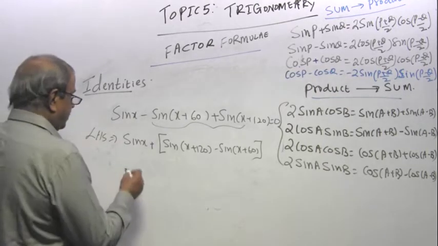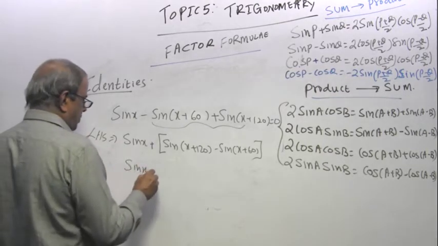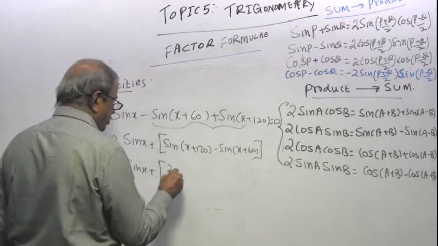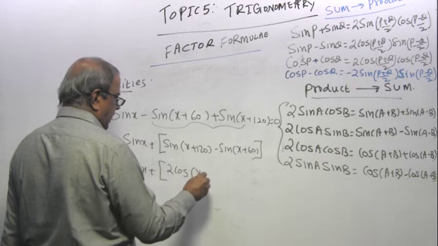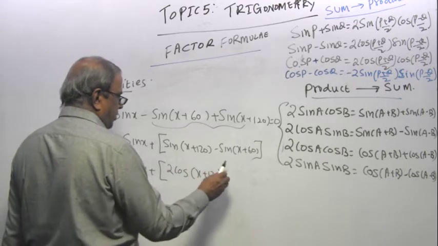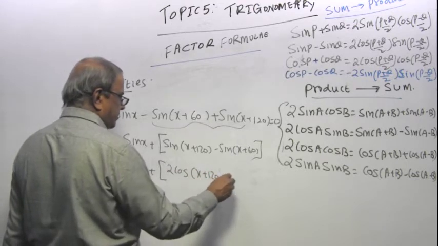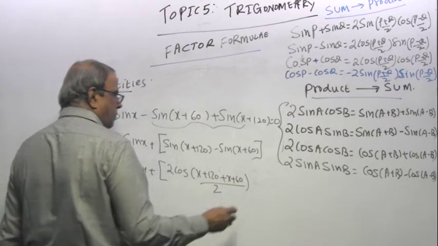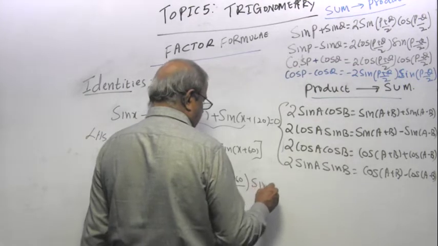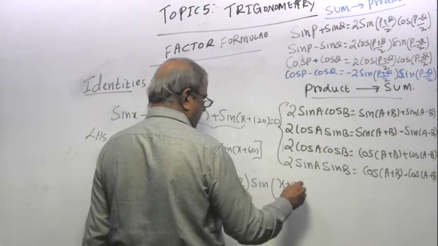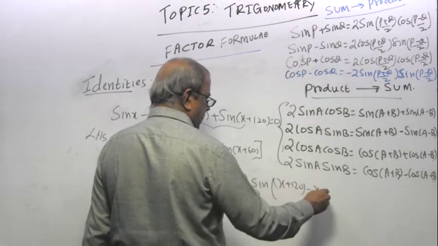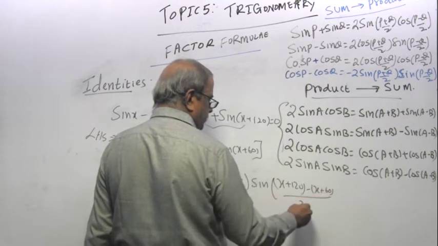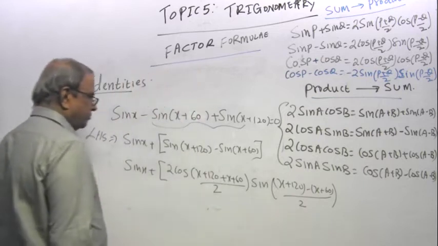Okay. So that is sin x plus, sin A minus sin B is 2 cos of (A plus B) over 2 sin of (A minus B) over 2. Agreed?